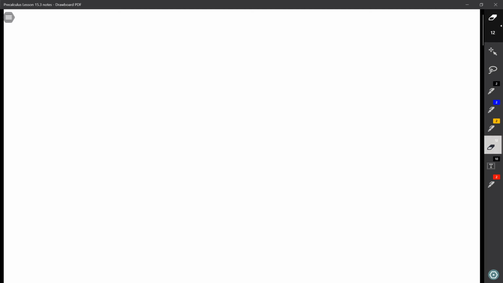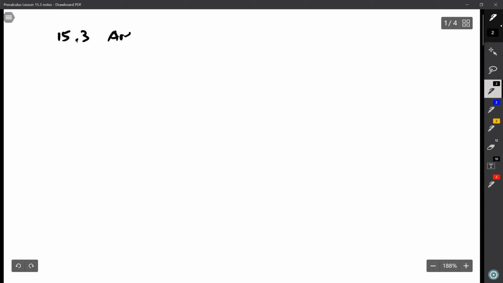So here we go. This is 15.3. And the textbook calls it area under a curve. Area under a curve. I think it also could be called the formal definition of an integral.